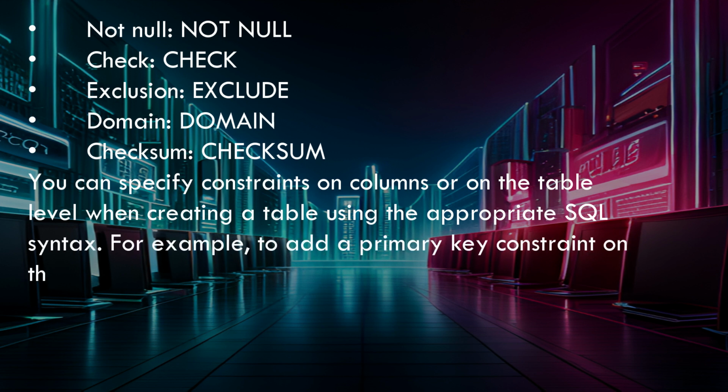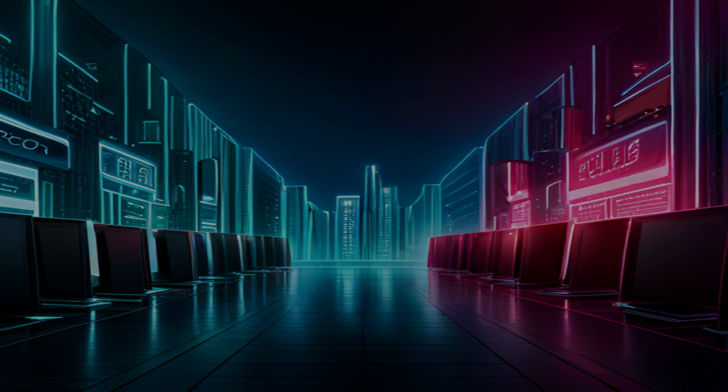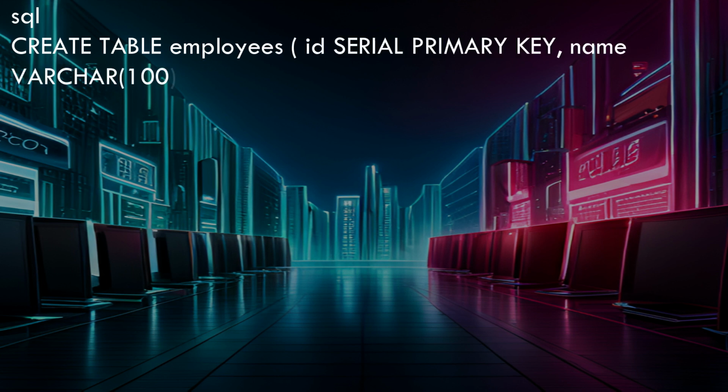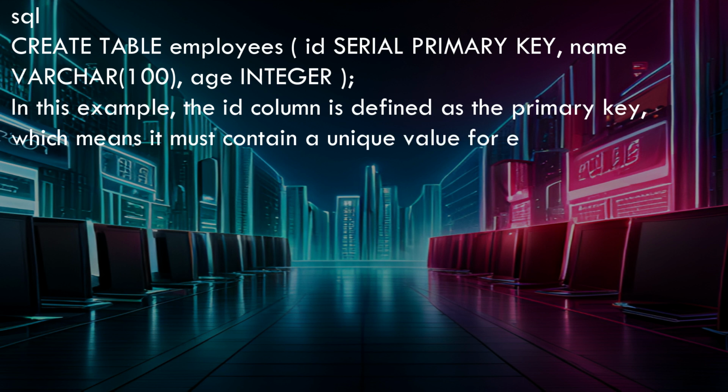You can specify constraints on columns or on the table level when creating a table using the appropriate SQL syntax. For example, to add a primary key constraint on the ID column in the employees table, you can use the following SQL command. SQL. CREATE TABLE employees (id SERIAL PRIMARY KEY, name VARCHAR(100), age INTEGER); In this example, the ID column is defined as the primary key, which means it must contain a unique value for each row in the table.